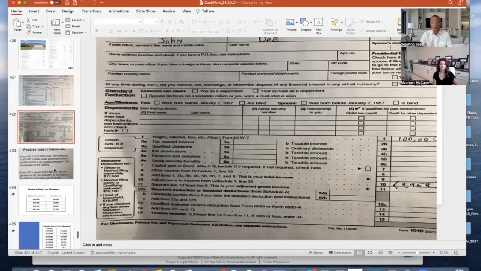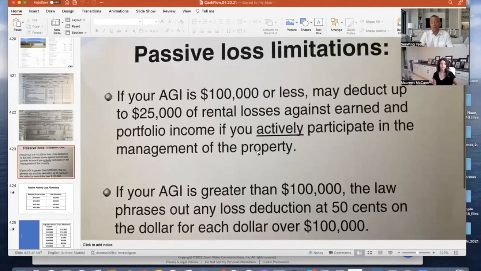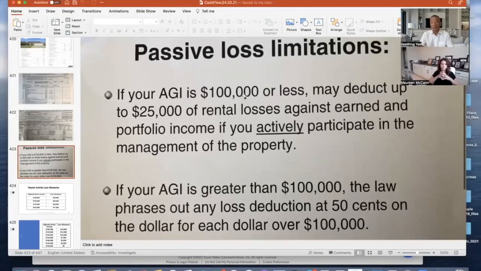That's as far as I will go, but let me give you a heads up on the passive loss rules and limitations. If your adjusted gross income is $100,000 or less, you may deduct up to $25,000 of rental losses against earned and portfolio income if you actively participate in the management of the property. So in this case that individual will qualify, so you can write off a lot more than 3,958, but we're just using an example of one property. If you make 100 grand or less, you can write off up to $25,000 every year of rental losses.